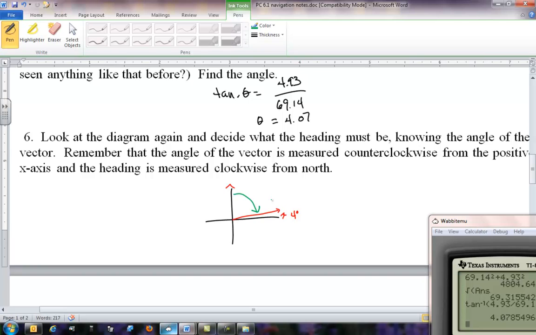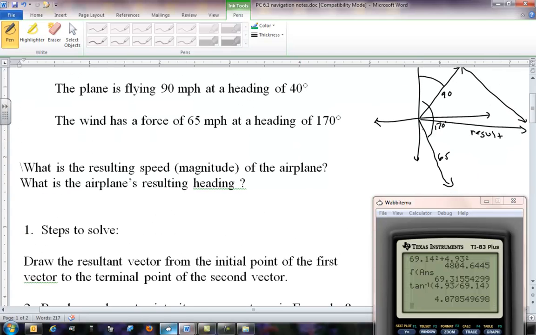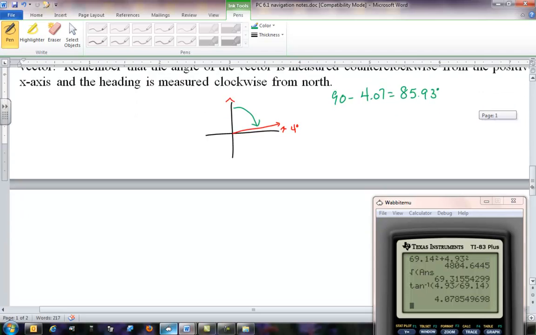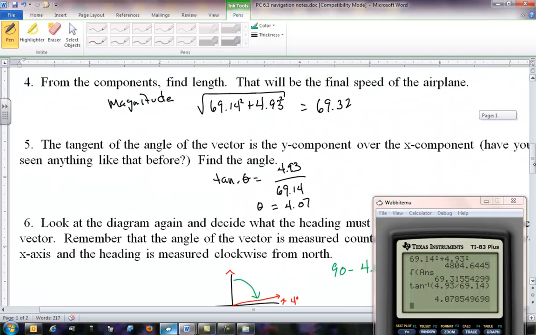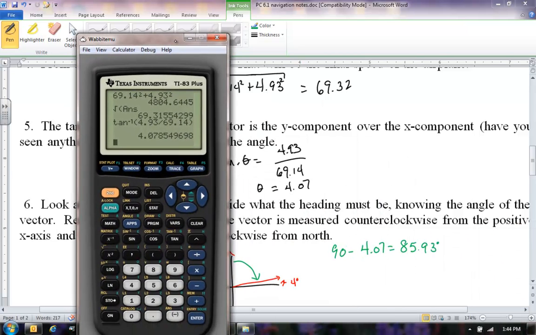So if we want to find the heading, you're going to go 90 minus 4.07, which is 85.93 degrees. That is the heading, which should match what we were thinking about when we went way up here. It's going to be somewhere in here. The result is going to be in this area here. It's kind of hard to tell when you just originally draw the picture, but that's where it ends up. And how fast is it going? That's the magnitude, 69.32 at a heading of 85.93.